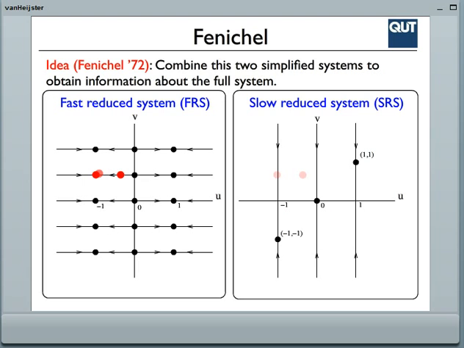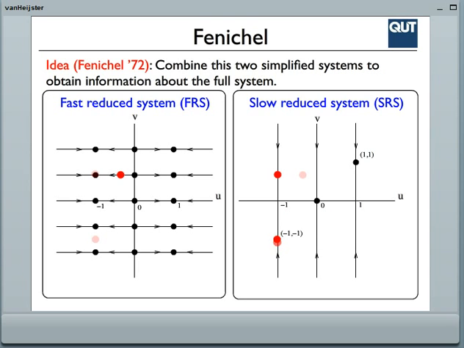When it's on this fast reduced system, the slow reduced system is now so defined. So we can sort of signal that the dynamics from now on is dominated by the slow reduced system. So we now start at this point, and we move down to minus 1.